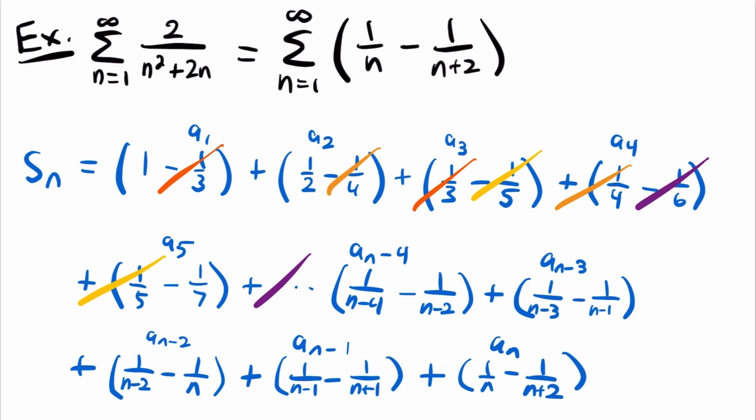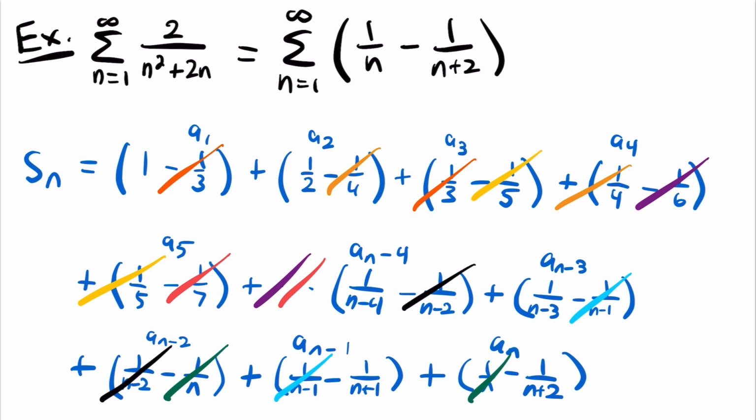And the same thing is going to occur for negative 1/7. That will cancel out with some term later on that will have positive 1/7. And if we look at these terms here, we can see that negative 1 divided by n minus 2 will cancel out with positive 1 divided by n minus 2. Negative 1 divided by n minus 1 will cancel out with positive 1 divided by n minus 1. Negative 1 divided by n will cancel out with positive 1 divided by n.